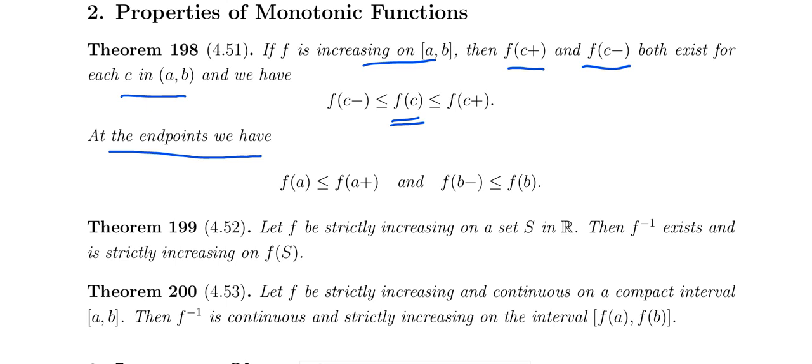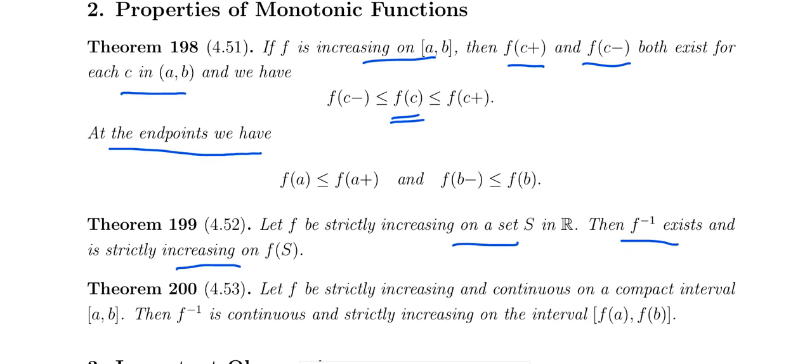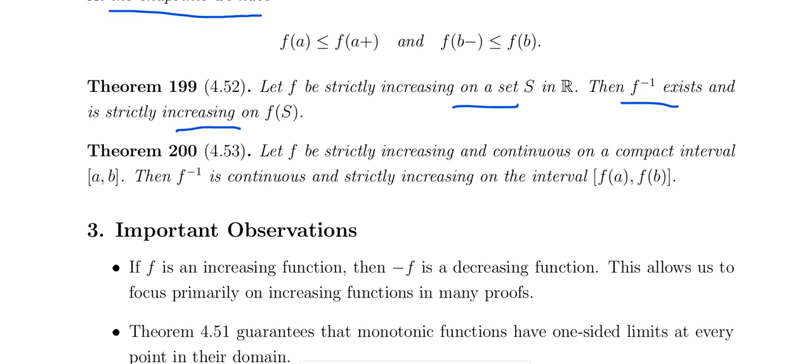So this is one of the results. If f is strictly increasing on S, a function on S in R, then f inverse exists and is strictly increasing on f of S. And if f is strictly increasing and continuous on a compact interval, that is a closed and bounded interval [a, b], then we can say f inverse is continuous and strictly increasing on the interval [f(a), f(b)].